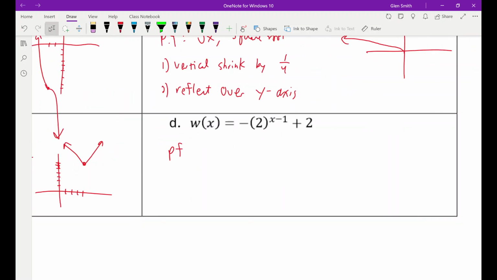And w of x over here, this is an exponential. And here we have an exponential function. The parent function is 2 to the x. And we'll call that exponential.